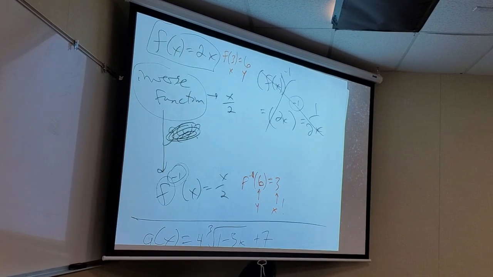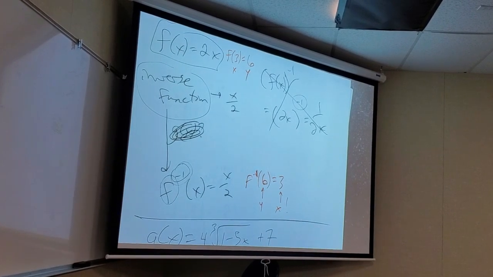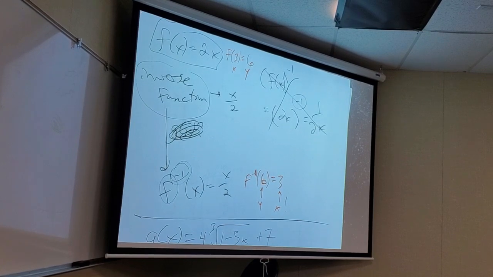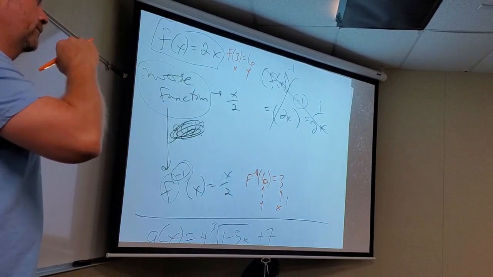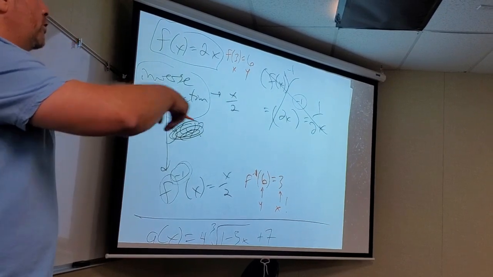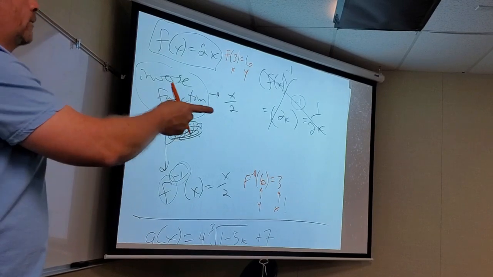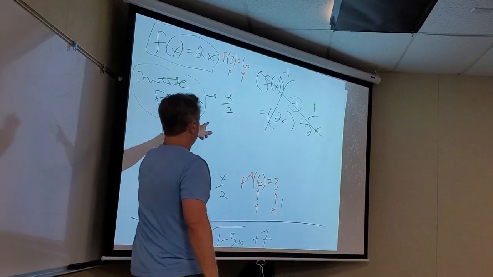So if f of x equals 2x, why is the inverse function x over 2 instead of 2 over x? So double, give me a number. 6. Double it. 12. What do you do to get it back to 6? Divide 12 by 2.